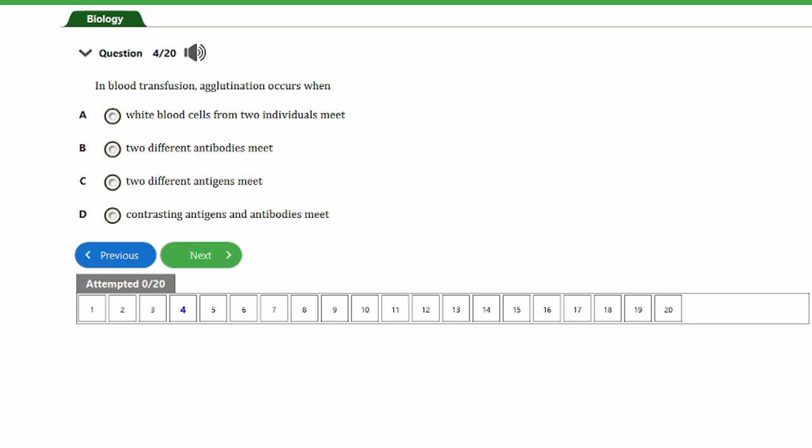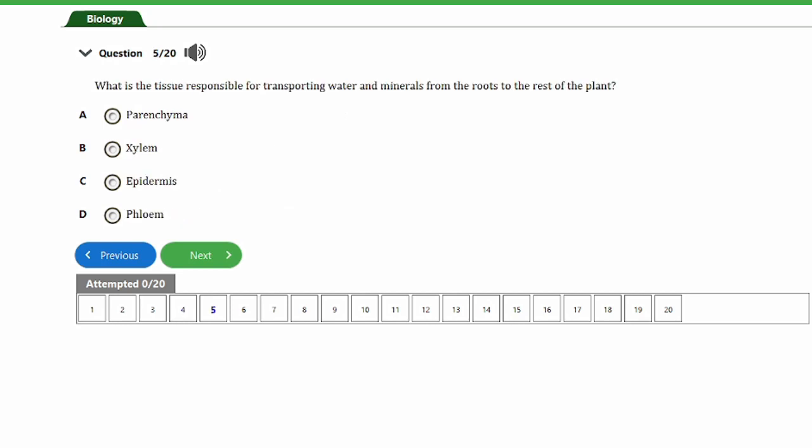It says, in blood transfusion, agglutination occurs when A. white blood cells from 2 individuals meet. B. 2 different antibodies meet. C. 2 different antigens meet. D. Contrasting antigens and antibodies meet. So guys, the correct answer to this question is option D. In blood transfusion, agglutination occurs when contrasting antigens and antibodies meet. So let's look at the next question.